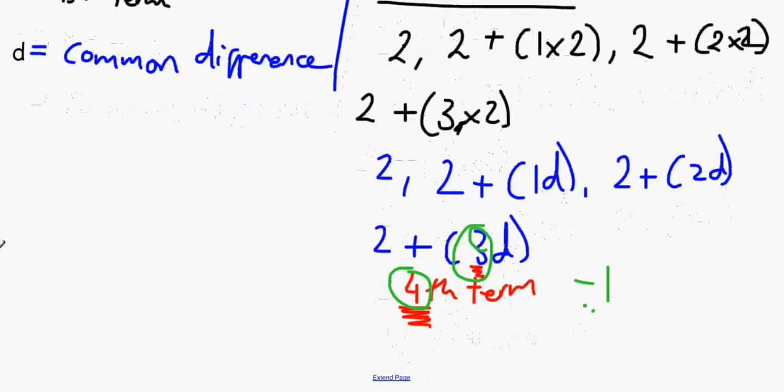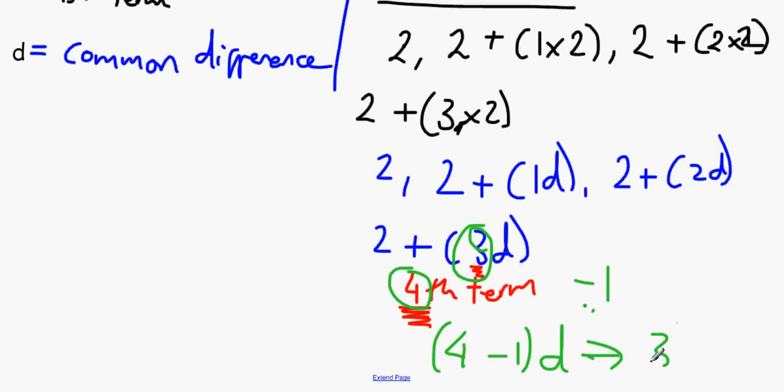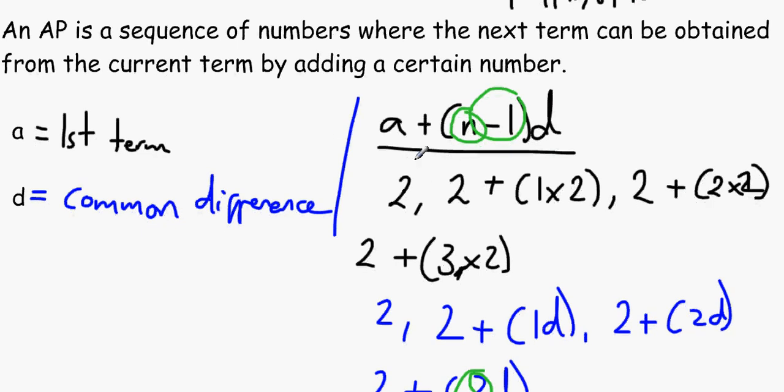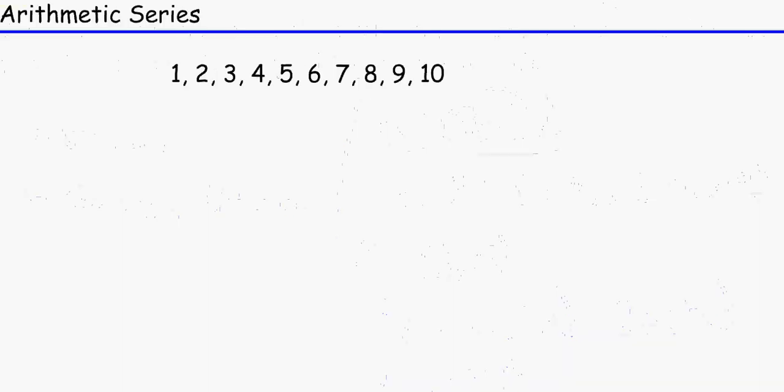So that means to get to 3d from the fourth term, it will be 4 minus 1 times d. 4 minus 1 is 3, and 3 times d is 3d. And that's how we've got this: a plus n minus 1 times d. And that's how you find out the nth term.